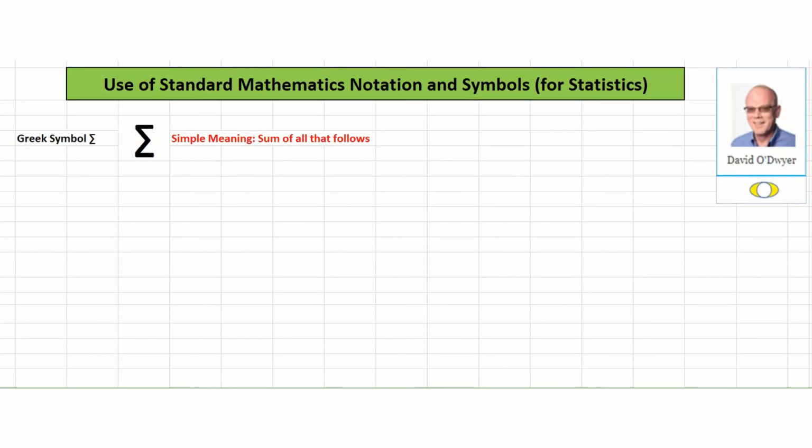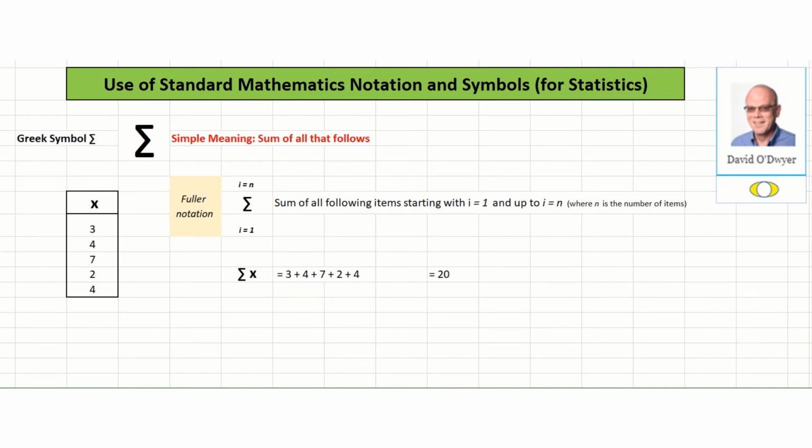So now we want to have a look at the use of the Greek symbol sigma. And basically in mathematical and statistical terms, the simple meaning is that we must sum all that follows the symbol. Using the fuller notation, if we have a set of values x1 to xn, then we sum for the values of i equal to 1 up to i equal to n, all the items. So for our set of values there, sigma x would be 3 plus 4 plus 7 plus 2 plus 4, and that totals up to 20.